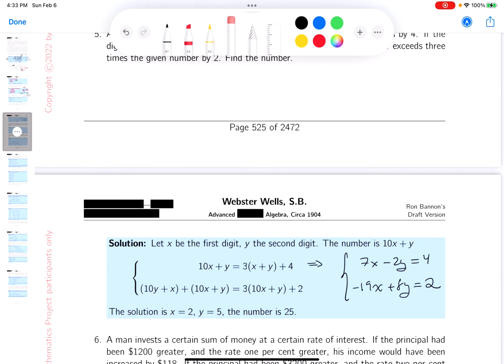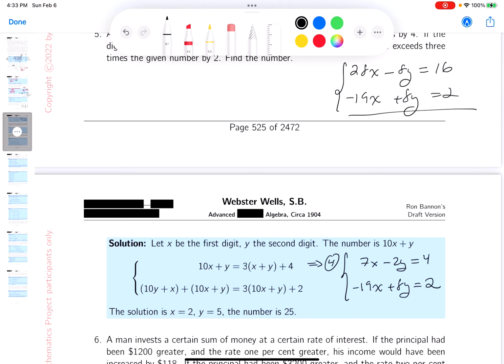So the way I'm going to do this is I'm going to multiply the top equation by 4 to get an elimination. And let me write that down for you. That would be 28x minus 8y is equal to 16. Again, I multiply the top equation by 4. The bottom equation is minus 19x plus 8y is equal to 2. I'll put a little line there, add them together. The y's disappear. And what do you get there? 8, 9. 9x.